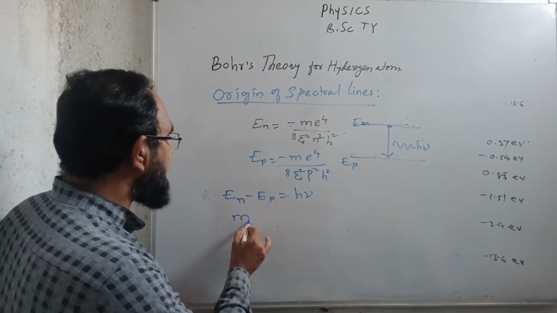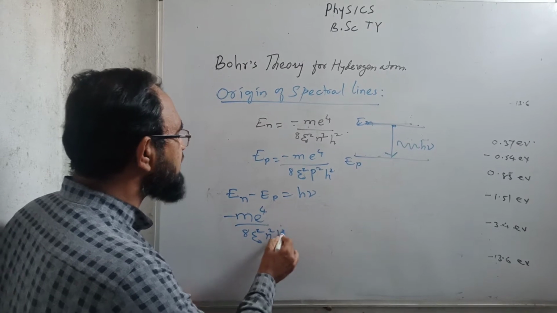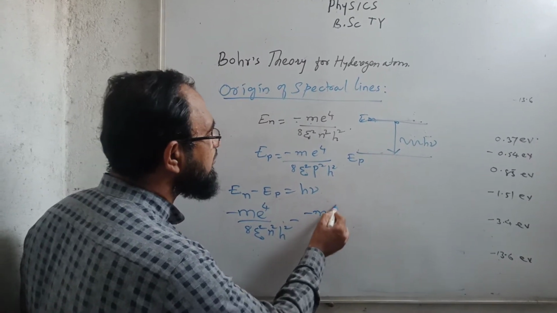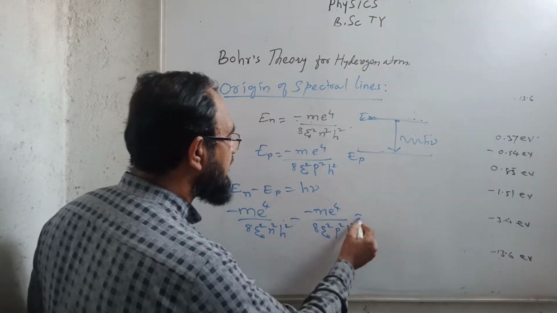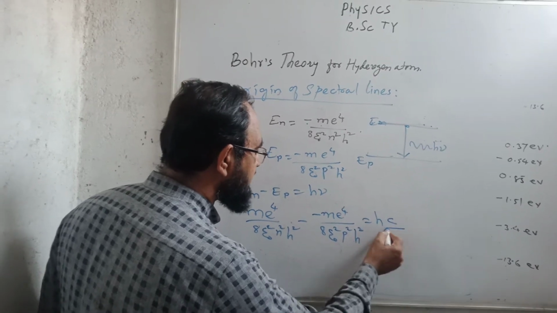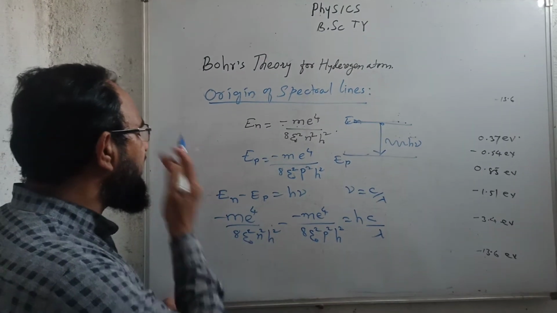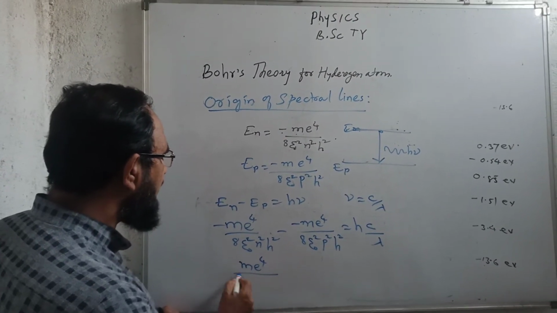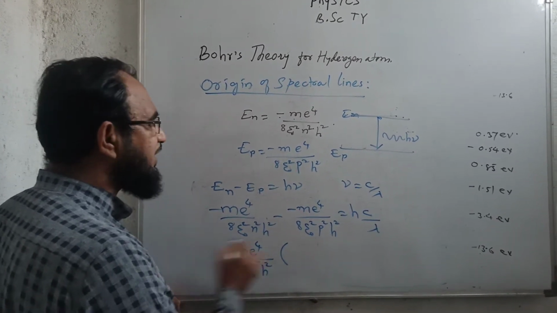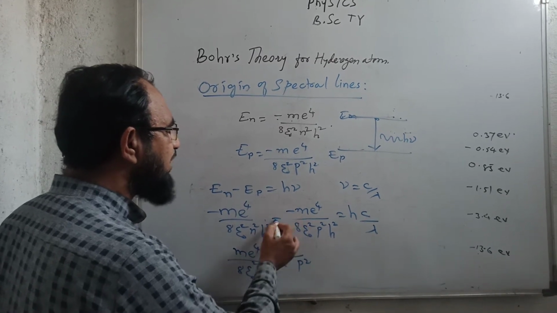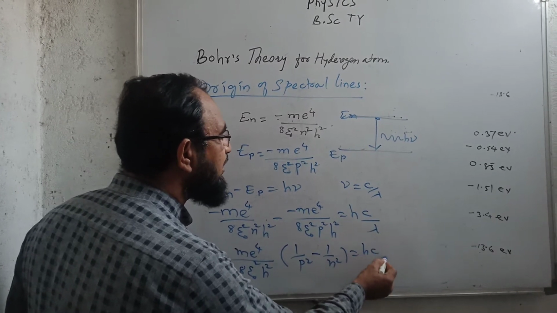Therefore I will write here minus m e raised to 4 upon 8 epsilon 0 square n square h square minus of minus m e raised to 4 upon 8 epsilon 0 square p square h square equal to h nu. For nu I can write c by lambda. Nu is equal to c by lambda. So I will take here m e raised to 4 upon 8 epsilon 0 square h square common. So inside the bracket there will be, minus minus becomes plus, 1 by p square first, then minus 1 by n square, equal to hc by lambda.